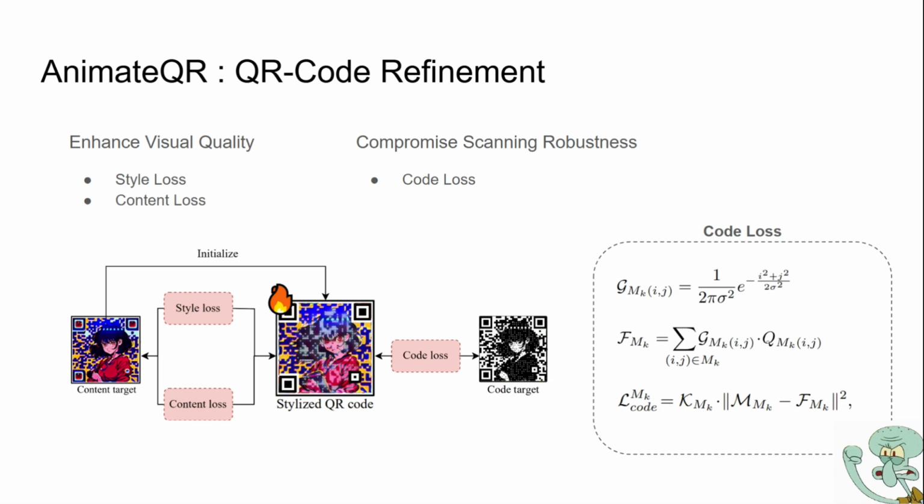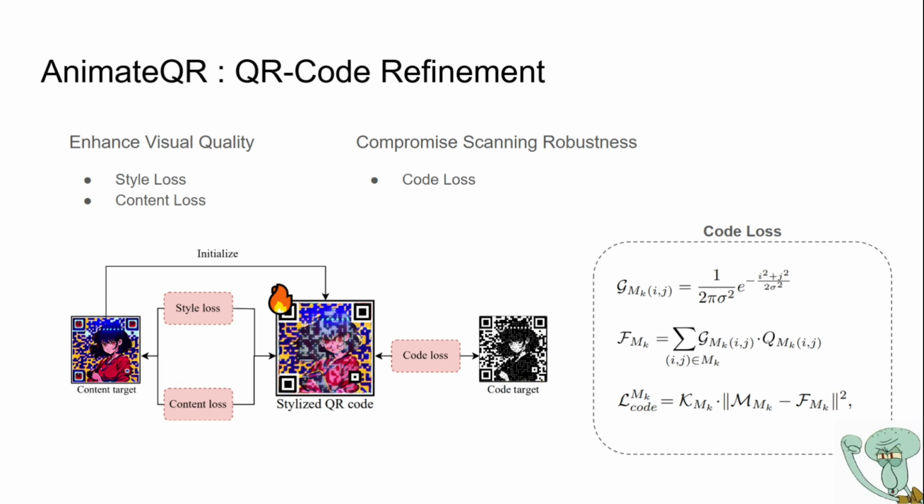Now, let's dive into the QR code refinement process. To improve scannability, we draw inspiration from the previous QR code stylization method, ArtCoder. Specifically, we incorporate a code loss, which calculates the MSE loss between each QR code module in the original QR code and the stylized QR code. This ensures that the essential information in each QR code module is preserved, improving its scannability.